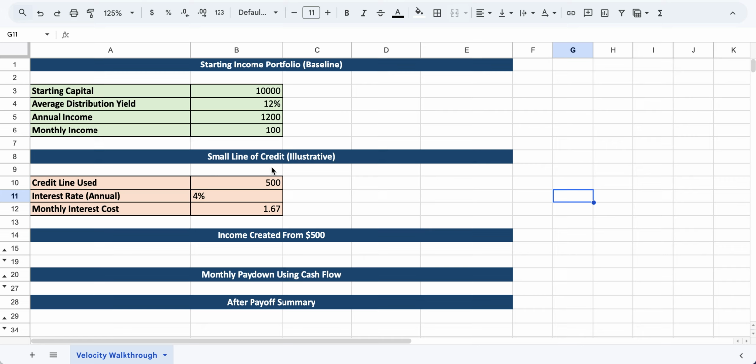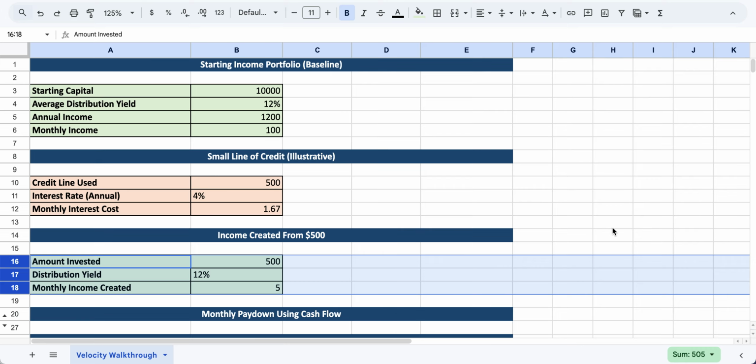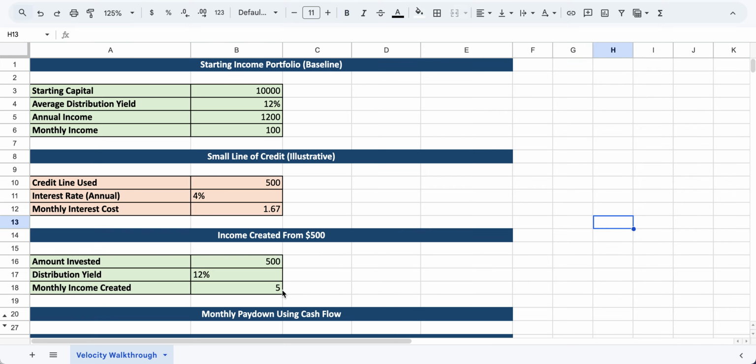So you take the small line of credit, you take $500 from it. Then with that $500, you invest more in your portfolio. You invest $500 in the same type of covered call ETFs that will give you an average yield of 12%. So the interest rate that you pay on that line of credit is 4% yearly, which means monthly, you're talking about $1.67 that you pay a month for you to borrow that $500. Fair enough? So now what we do with that $500 is we create the income from it. So when we buy the covered call ETFs, we're at 12% to start. So monthly income created from that $500 is $5, correct?